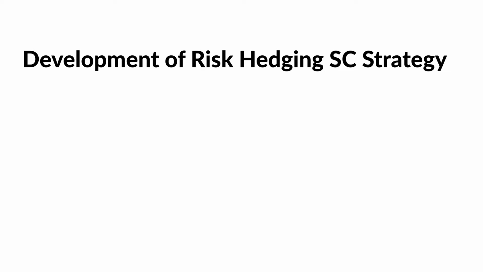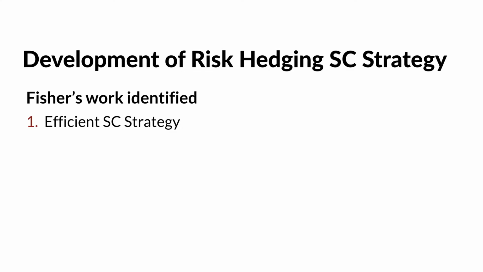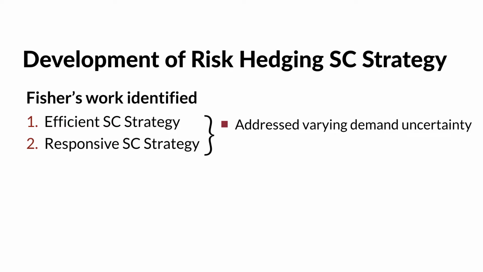Now, the concept of risk hedging builds on Fisher's original work that identified two basic supply chain strategies. That is the efficient supply chain strategy as well as the responsive supply chain strategy. These strategic approaches to supply chain management address varying conditions of demand certainty or uncertainty by identifying appropriate actions for functional or innovative product types. And these strategies work well under the right conditions, but they assume that supply characteristics are stable.